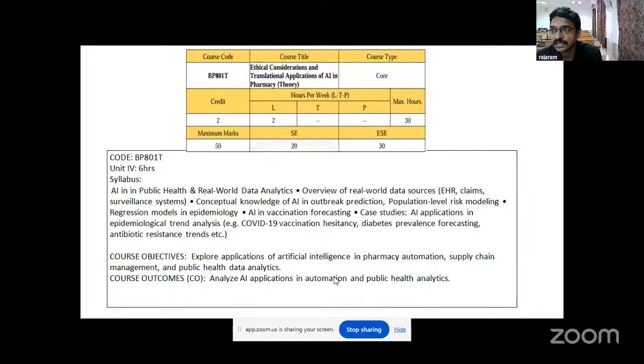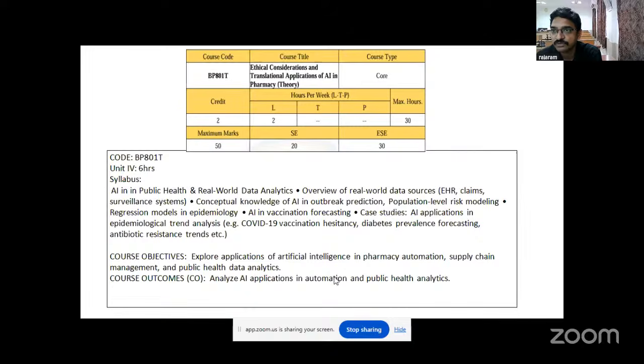It gives an overview of real-world data sources like EHRs, that is, health records, claims, that is, insurance data and claims, and surveillance systems. All the big data available in the public domain and in the healthcare sector is integrated with AI to make it more precise and more accurate. Then conceptual knowledge of AI in outbreak prediction. We have taken some examples like COVID, population-level risk modeling, regression models in epidemiology, AI in vaccination forecasting, and case studies like AI applications in epidemiological trend analysis. Examples we have seen include COVID-19 vaccination hesitancy, diabetes prevalence forecasting, and antibiotic resistance. In total, we are taking pharmacy practice in application and integrating AI with this public health data and real-world data analytics.